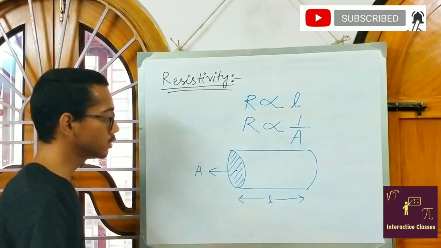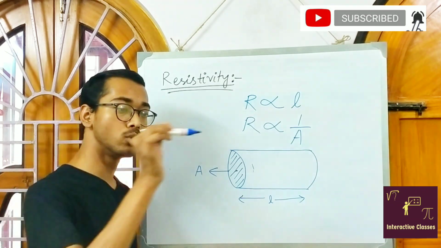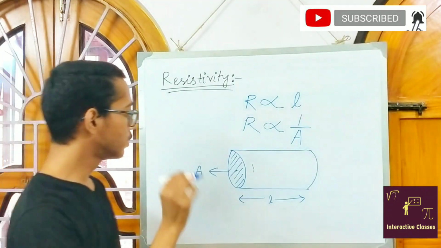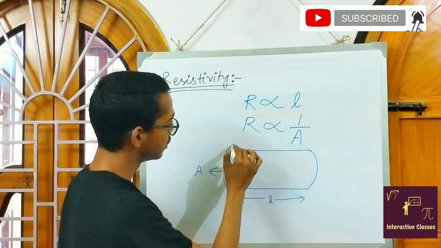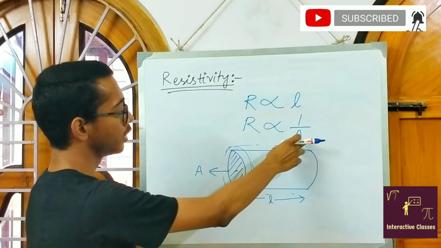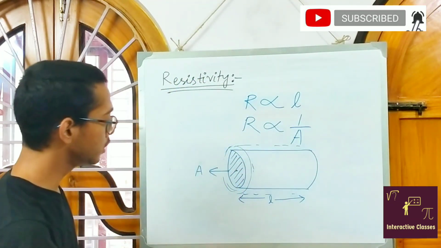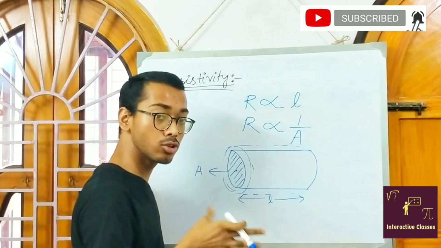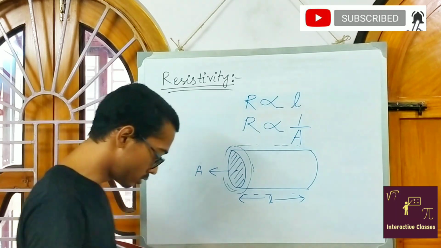What happens is, if a current is flowing through a wire and we increase the radius or diameter of the wire, the area of cross section increases. The more the area increases, the more the resistance will decrease. Similarly, if we increase the length of the wire or the conductor, the resistance increases.